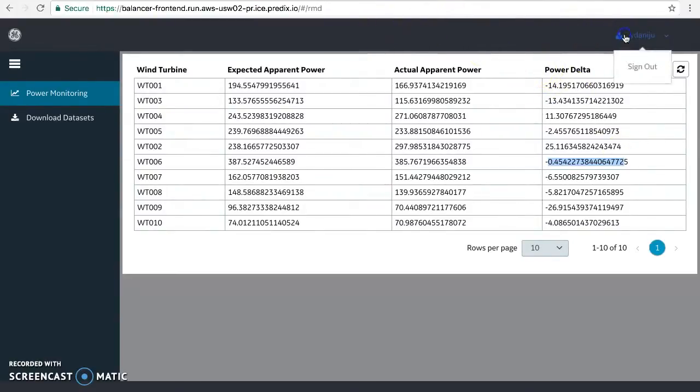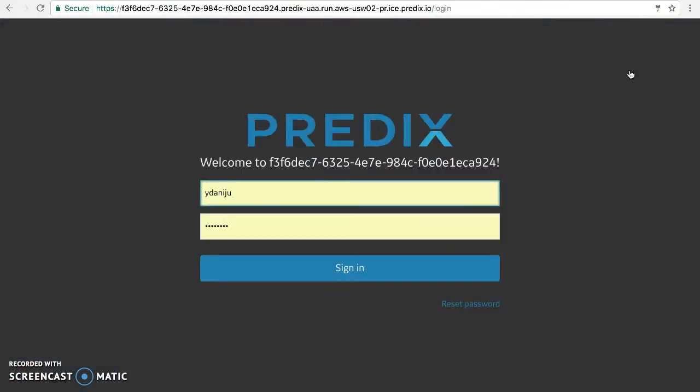So we also note that this app is well secured, so people don't go in anyhow. This was made possible using the UAA.